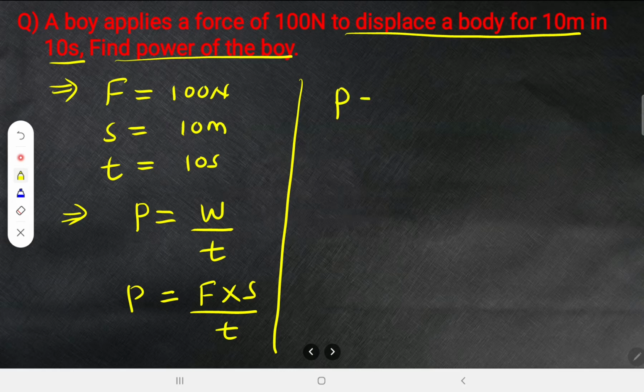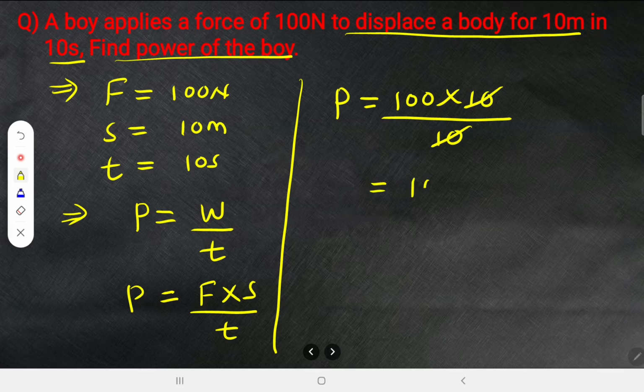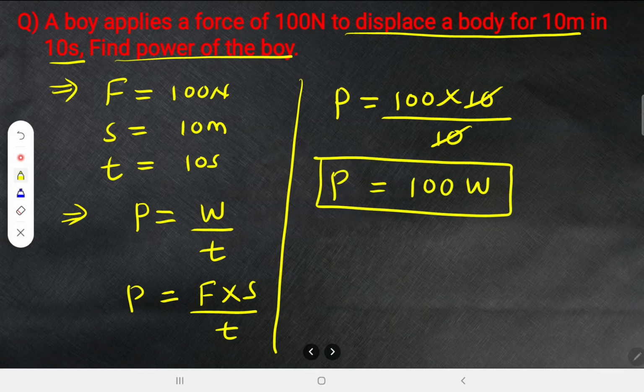Now carrying forward the calculation, power is equal to force, 100 Newton, into displacement, 10 meter, divided by time taken, 10 seconds. Look at this, 10 and 10 get cancelled, and what is this? 100 watt. 100 watt is nothing but 100 joule per second, that is for sure. All right, fine then. So what do you mean by 100 joule per second? Once again I am reminding you, in 1 second 100 joule of work is being done.